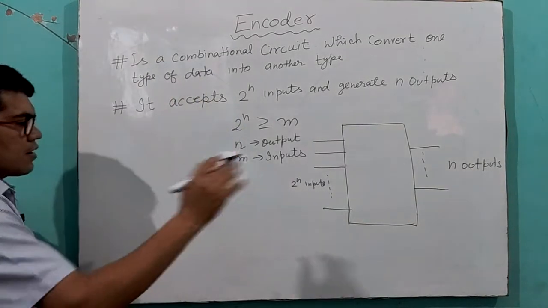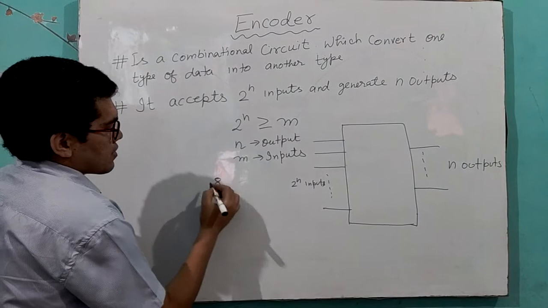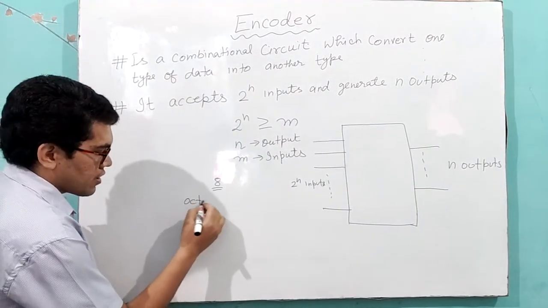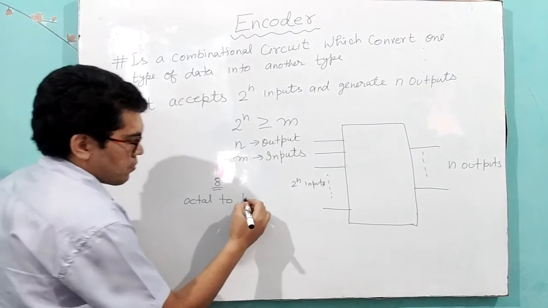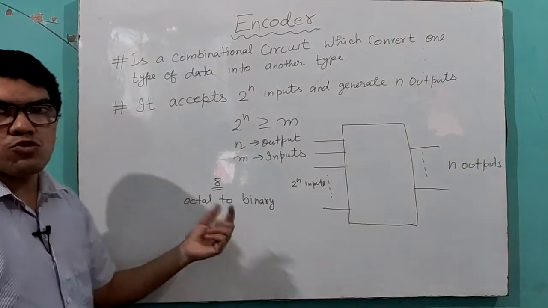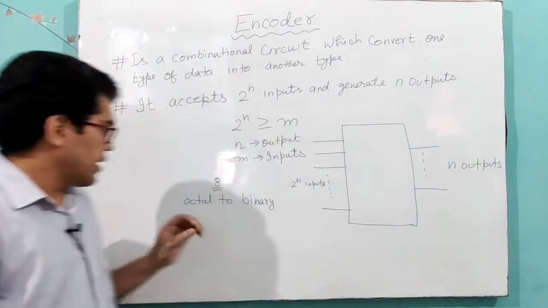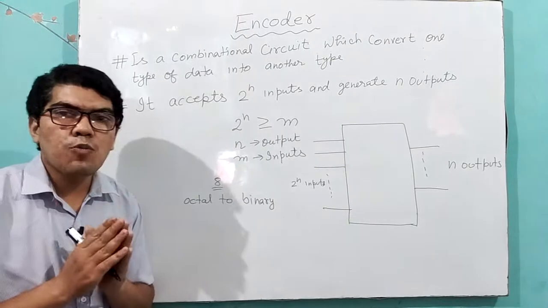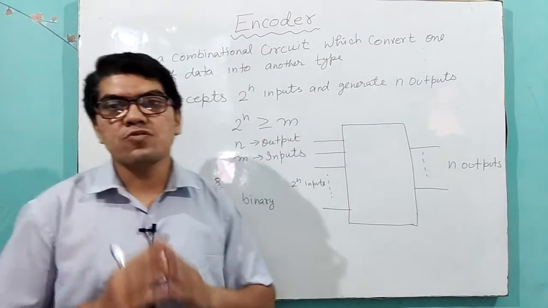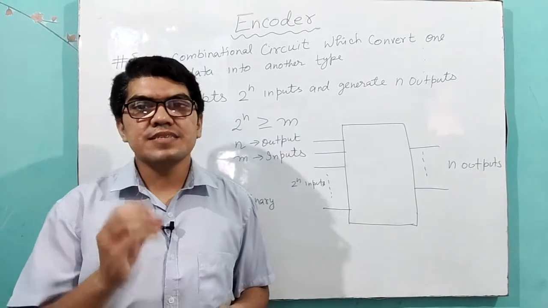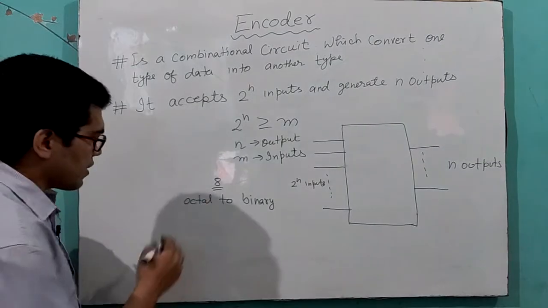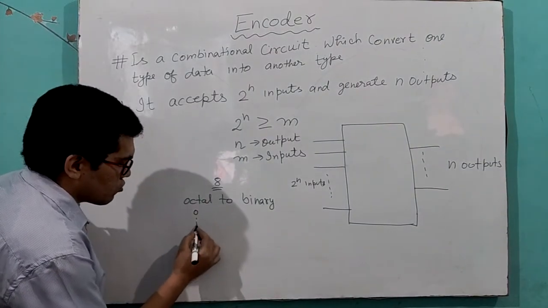Now you just take a number. I am taking 8. Suppose I want to make an octal to binary encoder. In this case, how many inputs will be there and how many outputs will be there? Let's understand this concept logically. Octal numbers are from 0 to 7.